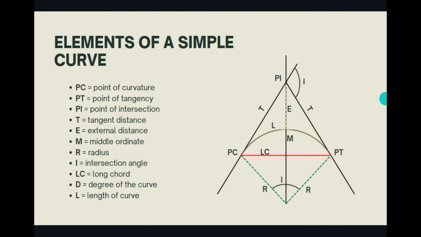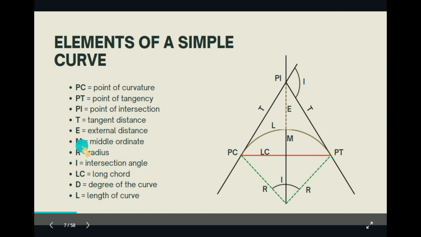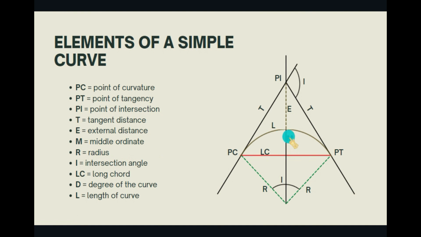We have the tangent distance, T, which is the distance from the vertex to the PC or the PT. This tangent here is called the back tangent, and this tangent here is called the forward tangent. Next, we have E, which is the external distance. It is the distance from the vertex to the midspan of the curve, measured toward the center. Next, we have the middle ordinate, or M. It is the distance from the middle of the chord to the middle of the curve.